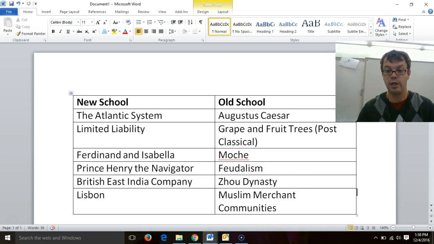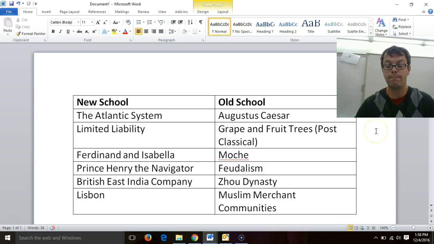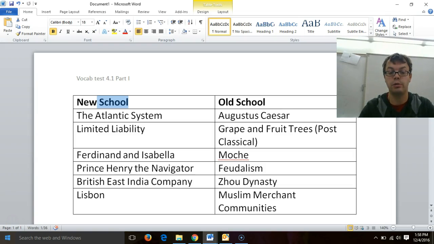And here they are. So right now, every single person make sure you get a piece of paper out and put your name on it. Go ahead and do that right now. As you're getting that piece of paper out, make sure your name's on it and write vocab test 4.1 part 1. Here is how the test will be just a little bit different. And our sub, if at any point you want to pause this, go ahead and pause it if students are getting their papers out and you want to give them like 30 seconds to do that.